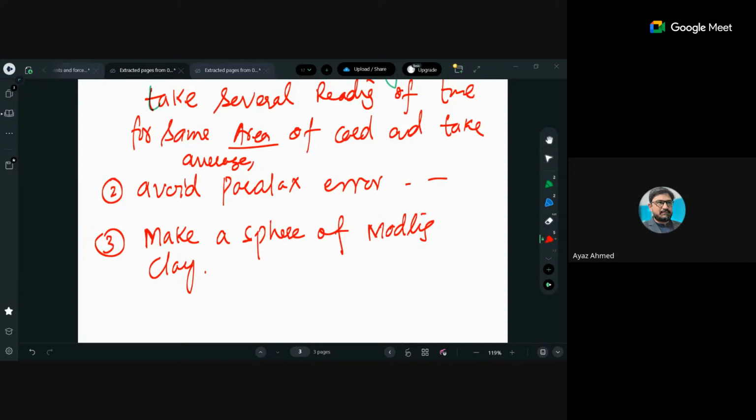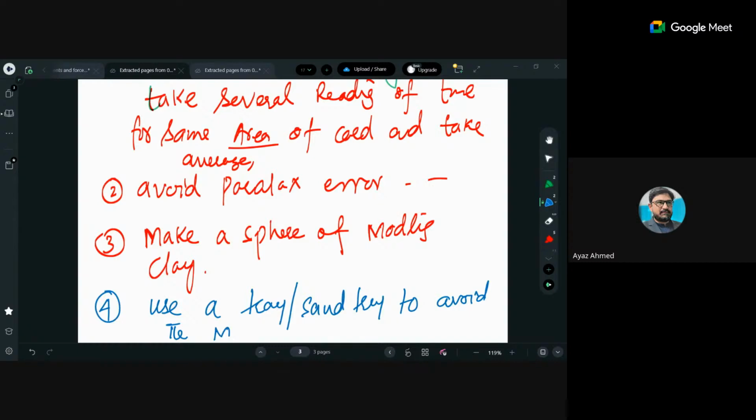Okay. Then one more thing you can add, an additional safety precaution. This point can be added in the safety precautions: use a tray, I mean just for collecting, or a sand tray, to avoid the modeling clay falling on the ground. These types of small precautions can be there, safety precautions can be there.